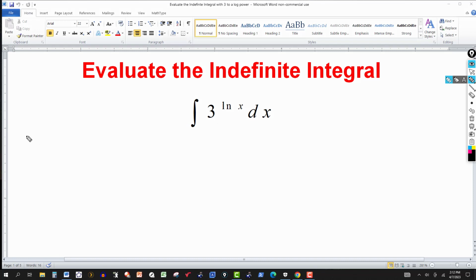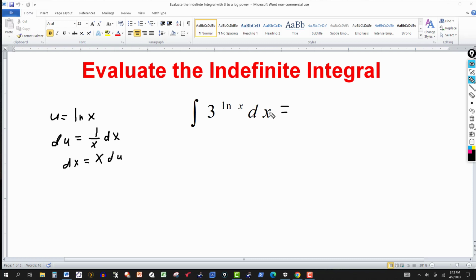So the first way we're going to look at this is by doing a u substitution. I'm going to let u equal ln of x. Then du will equal the derivative of the right side, which is 1 over x, and then dx. Solving for dx here, multiply both sides by x, so we have dx is equal to x du.